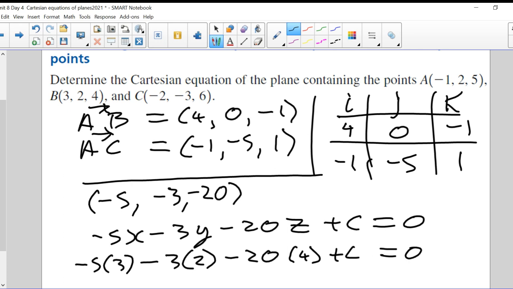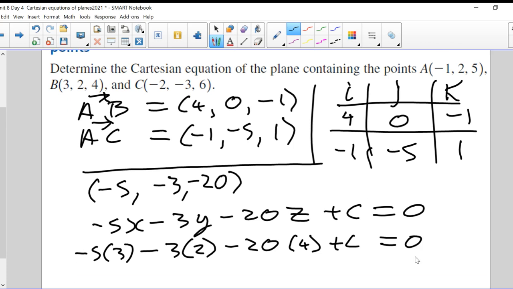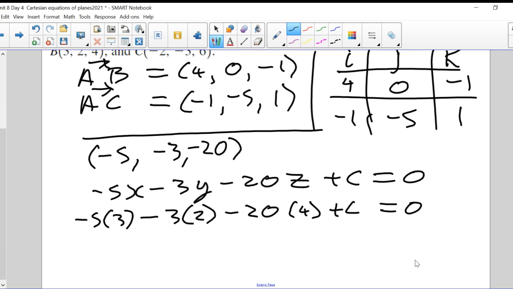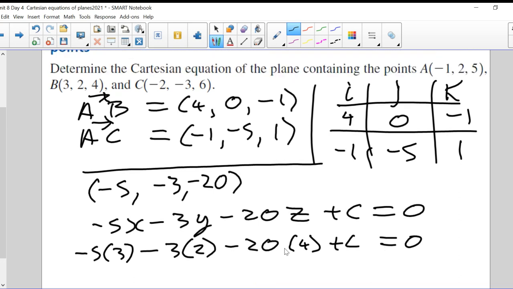That's my choice. It doesn't matter which point, you're absolutely right about that. All 3 points are on that plane. And because I'm doing this one, you can try another one and see what you get. Okay? So let me just make sure I didn't make any mistakes. I'm being so cautious today. So 3, 2, and 4, minus 5, minus 3, and minus 20.